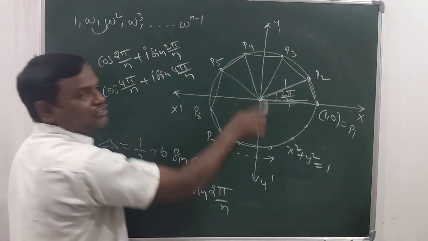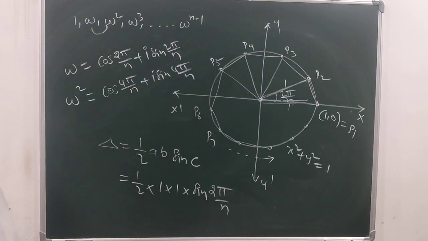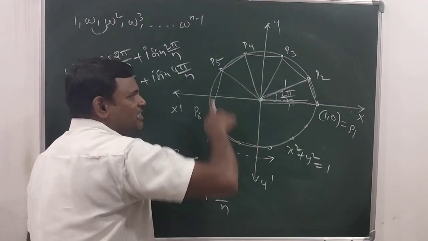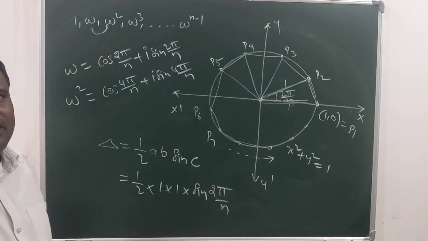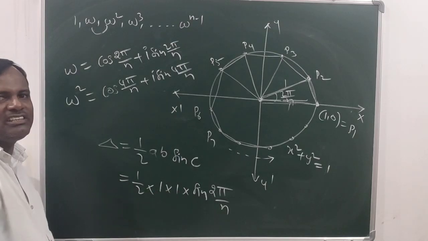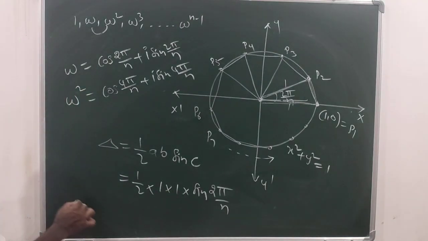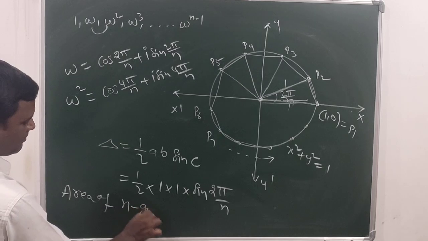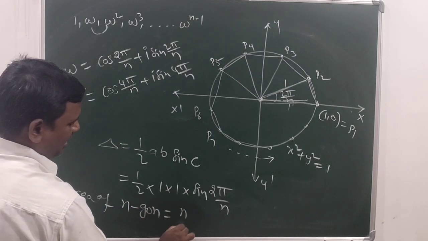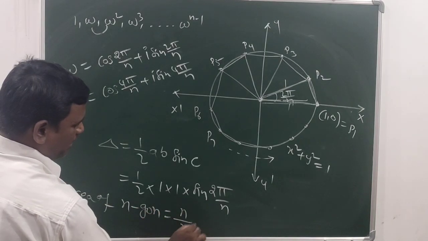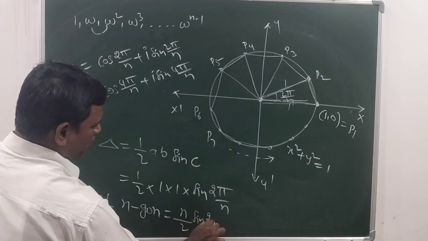But how many such triangles are there inside that regular n-gon? There are n such triangles. Hence, to get the area of this regular n-gon, you have to multiply this result by n. So, the area of the regular n-gon is equal to n into this: n by 2 into sine 2 pi by n.